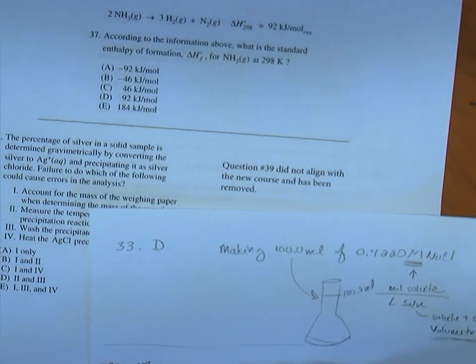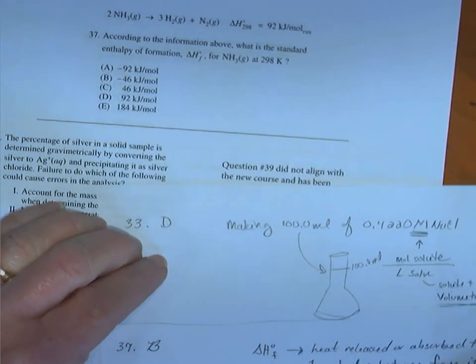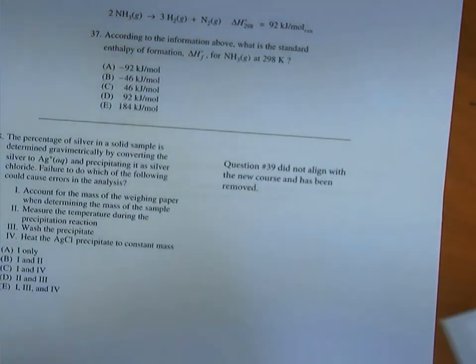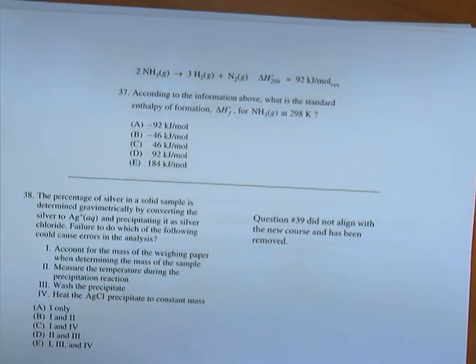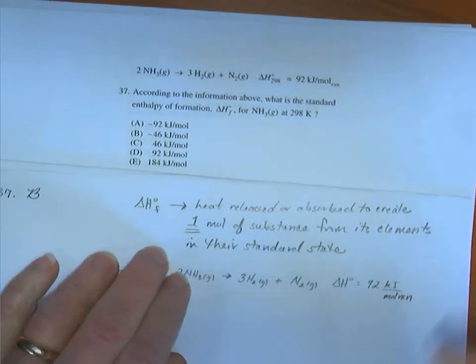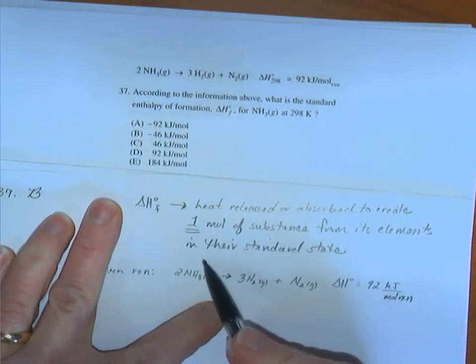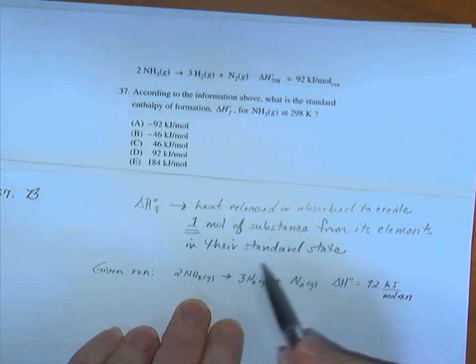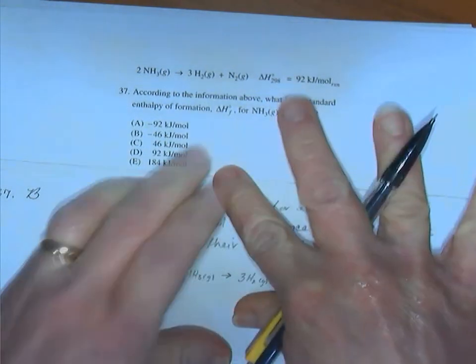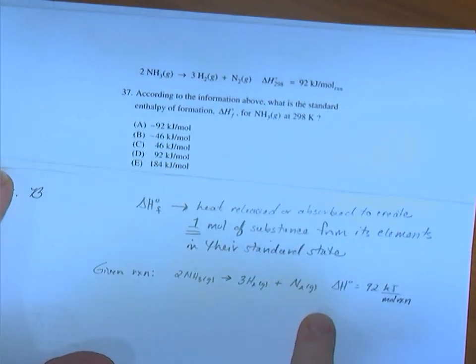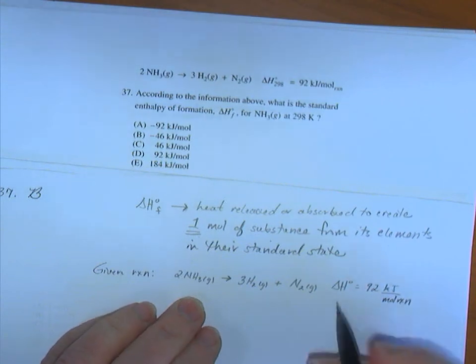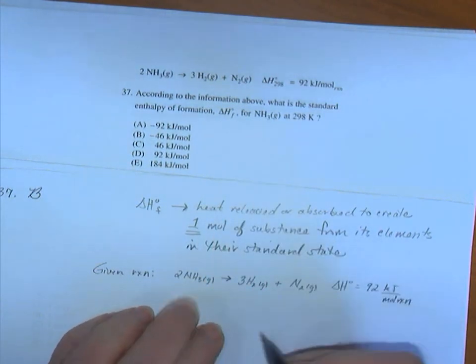All right, now jumping to 37. Okay, if we remember, enthalpy of formation is the amount of heat required or released to make 1 mole of your substance from its elements that make it up in their standard state. So we are given this reaction, and they're asking us for the enthalpy of formation of ammonia.